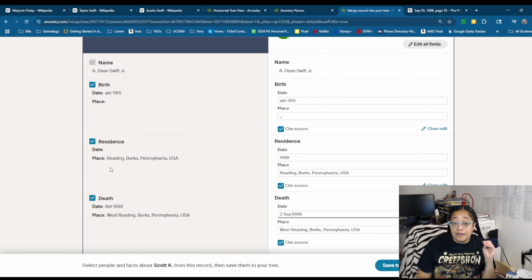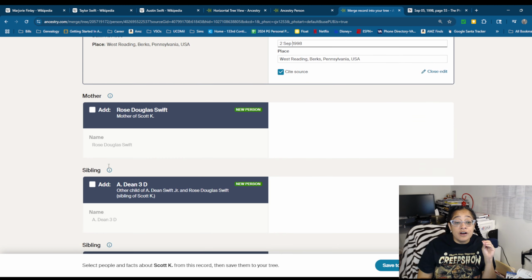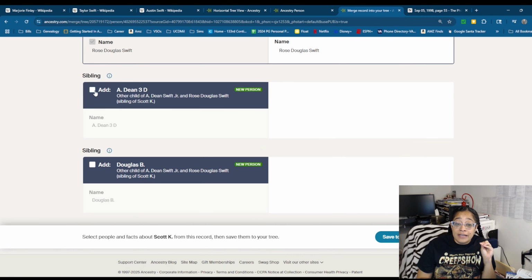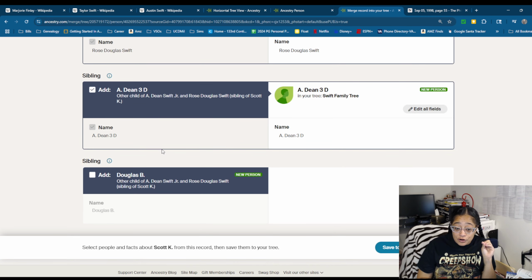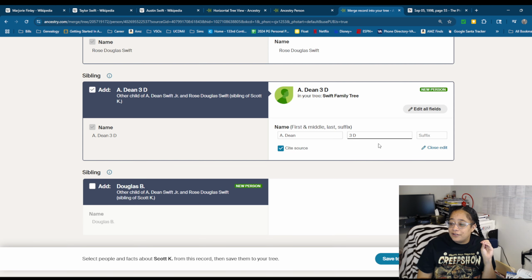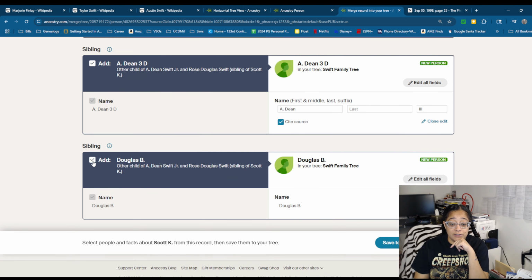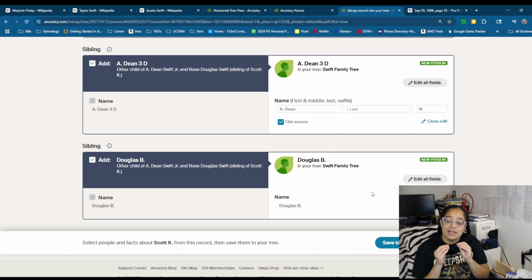So it's saying that Scott's mother is Rose Douglas Swift. We're going to go ahead and add that, that he has a brother who is A. Dean III. And then we can do the pencil here to kind of figure that out. So we're going to do this, and then we're going to do I for the Roman numerals for the third, and then Douglas B. So again, I bring it in this way because I want to be sure how I'm getting the information and what it looked like in the original record.